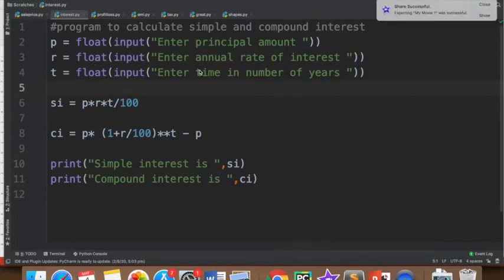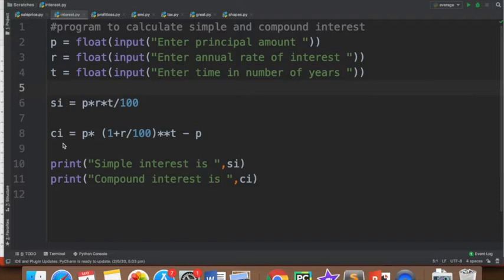Now we know that the formula for simple interest is principal multiplied by rate multiplied by time upon 100. So I calculate SI as P multiplied by R multiplied by T divided by 100. Multiply and divide are on the same precedence level. So the operator which comes first from the left hand side is evaluated first. That means first these three would be multiplied and then divided by 100, and I get the interest in SI.